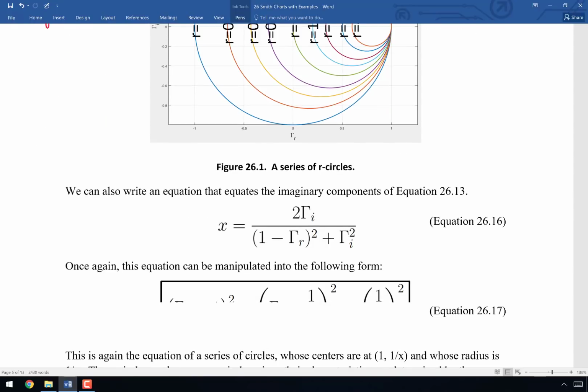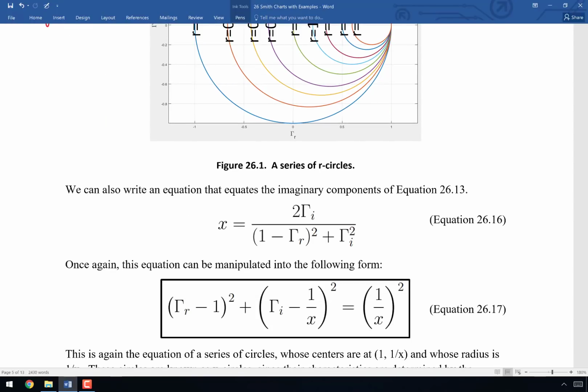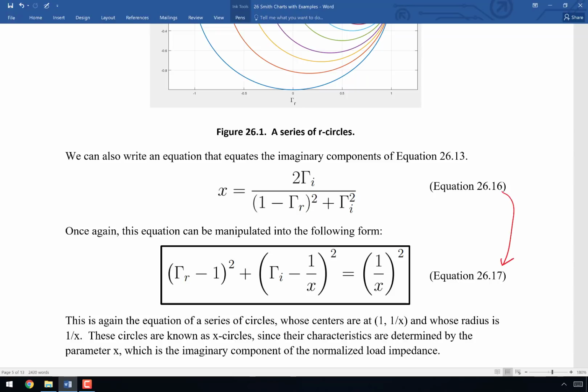Now we can do the same thing with the imaginary component. If you go back up to that equation where we had separated the real and the imaginary out, I've just set the two imaginary parts equal to each other. Again, 10 to 15 steps of algebra between these two equations, but I again end up with an equation of a circle, where x sub 0 is equal to 1, and y sub 0 is equal to 1 over x. It's unfortunate that we have x being used for two different things here, but x is the imaginary part of the normalized load impedance, and the radius is also equal to 1 divided by x.